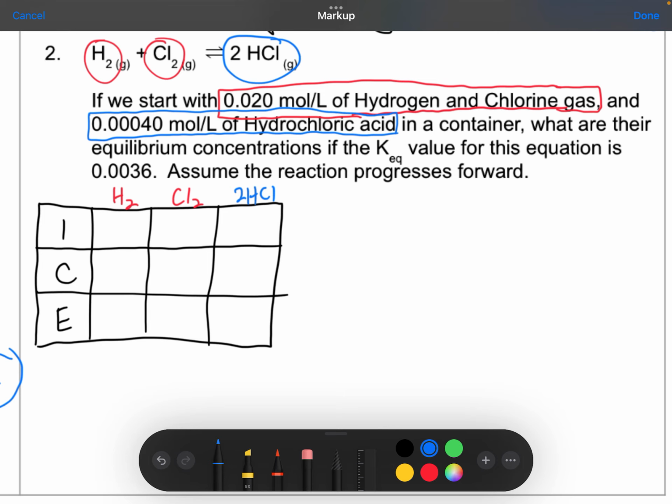So since all of those are given to us in the form of concentrations, you can actually just go ahead and plug those straight into the initial row of our ice table.